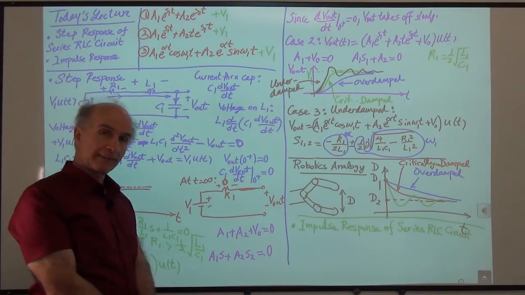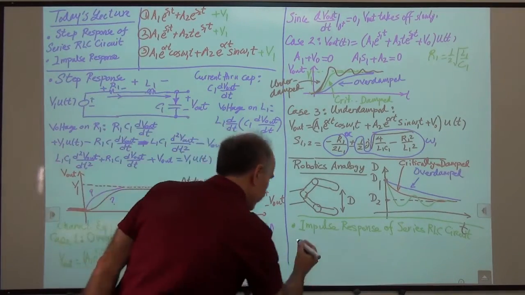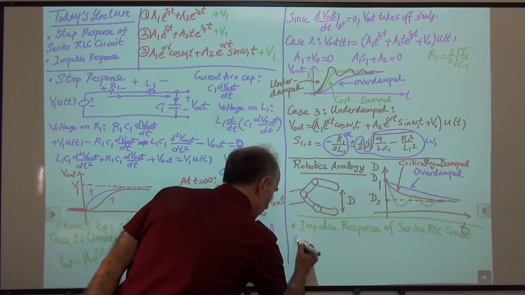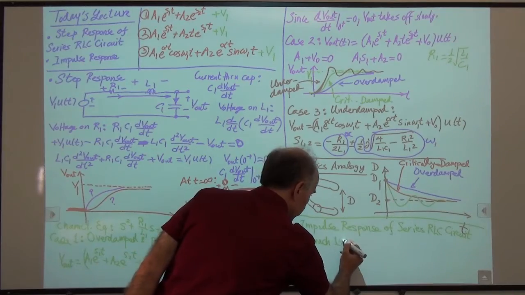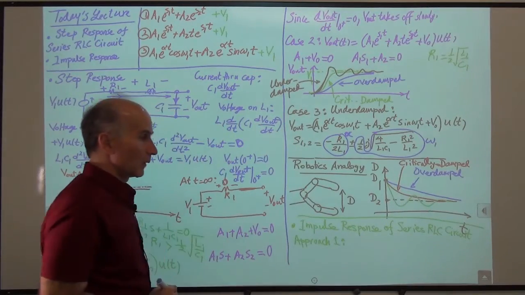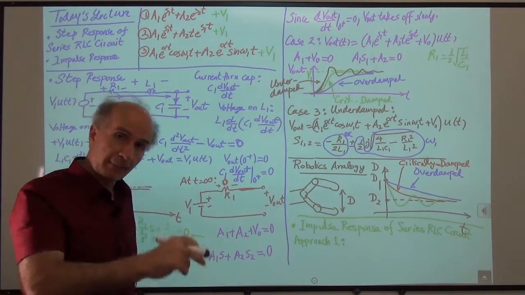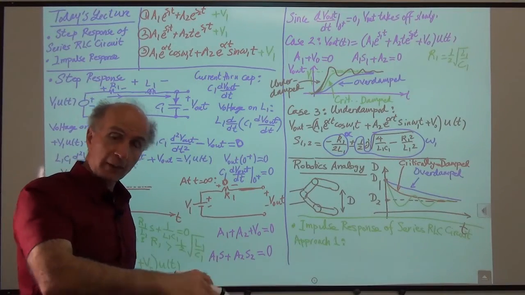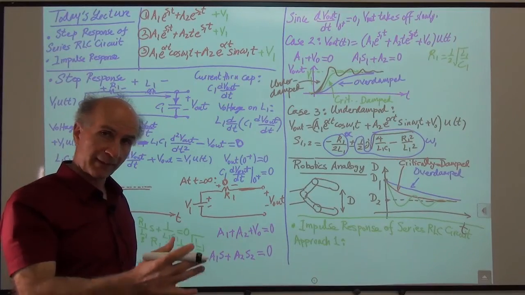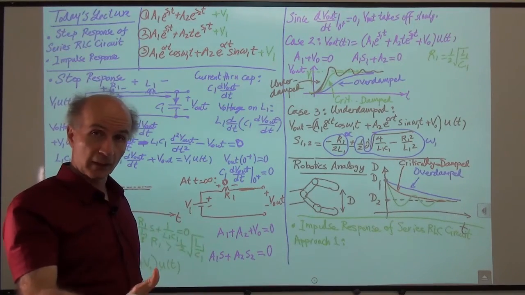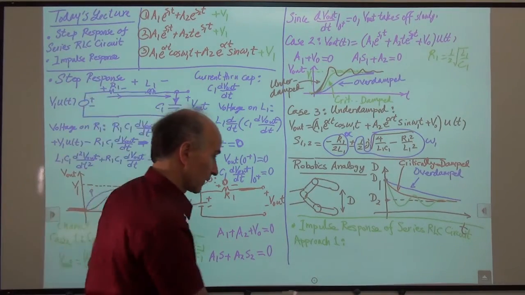Okay, how do I do that? Well, approach number one. Approach one: we know that if we have the step response to a system, we can find the impulse response. How do we do that? By taking the derivative of the step response. So here's how it goes.